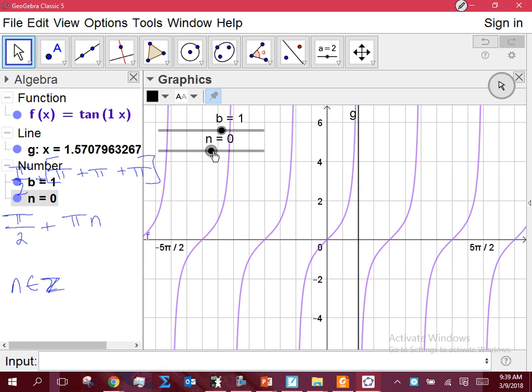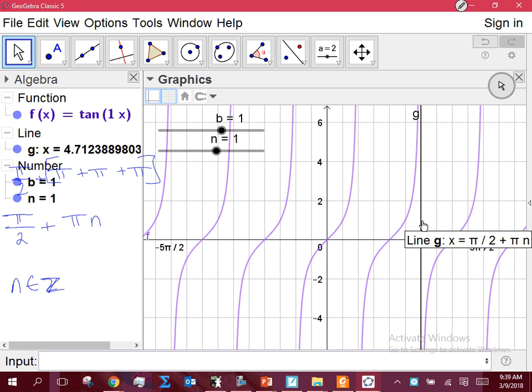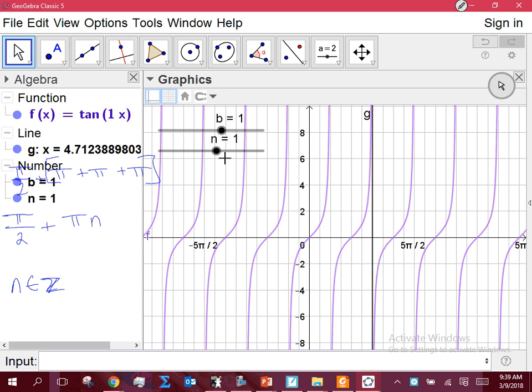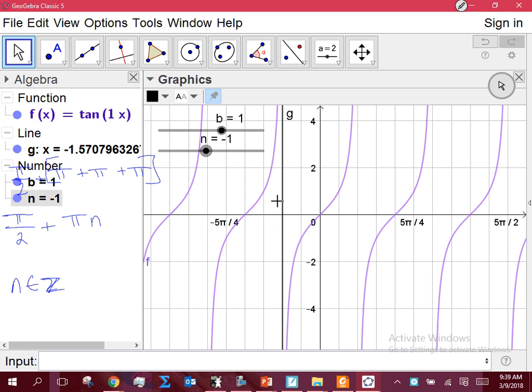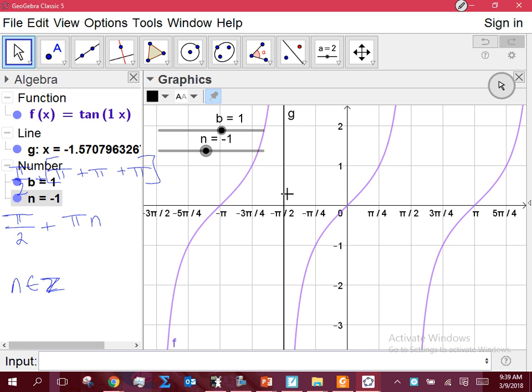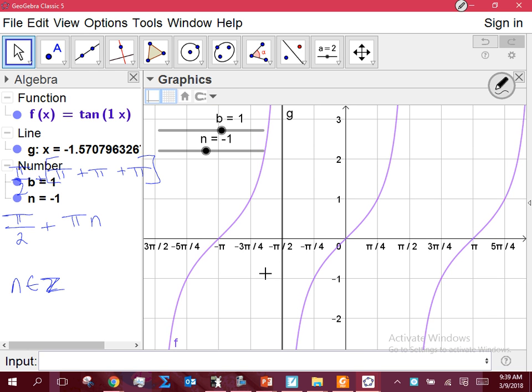If n is 1, now we have pi over 2 plus pi, which gives me this second asymptote, right? And you can see, as n starts to increase, those are always going to be asymptote spots. When n is 0, it gives me that one. When n is negative 1, it gives me that one. Pi over 2 minus pi would be negative pi over 2, right? And that's the asymptote we're getting there at negative pi over 2.